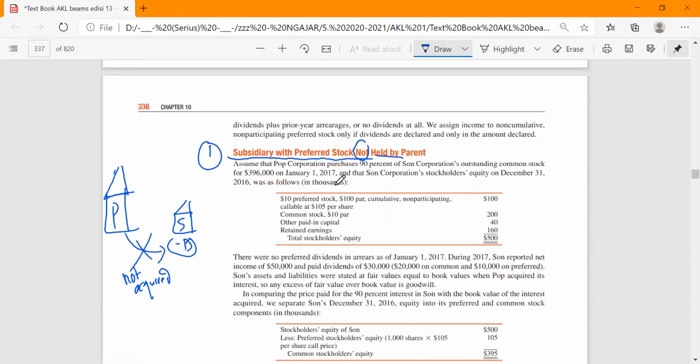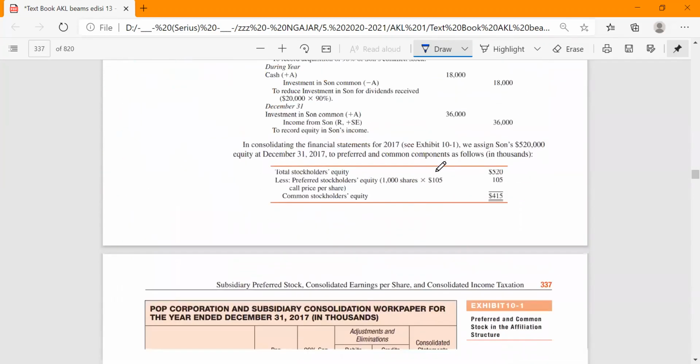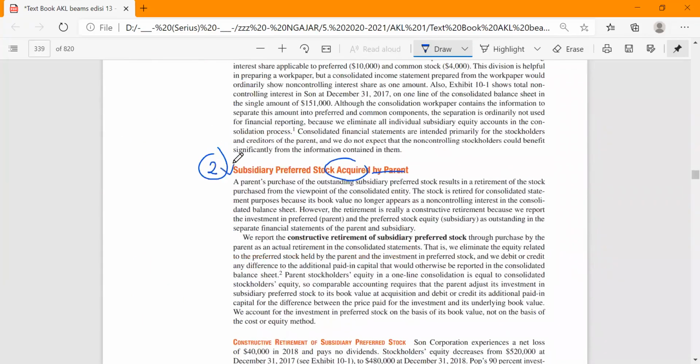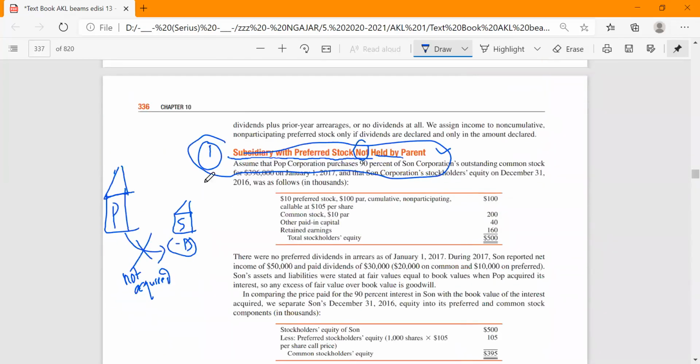In this video, in order to not confuse you too much with this chapter, I only focus on the sub-discussion where the subsidiary has preferred stock not held by the parent. If you understand this one, I'm sure it will be easier to understand the other one. So let's jump right into this example.